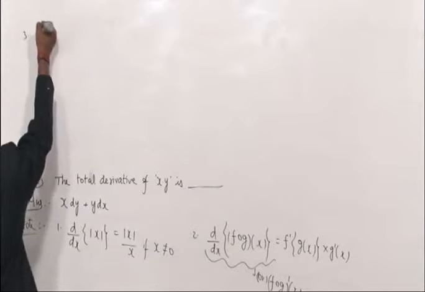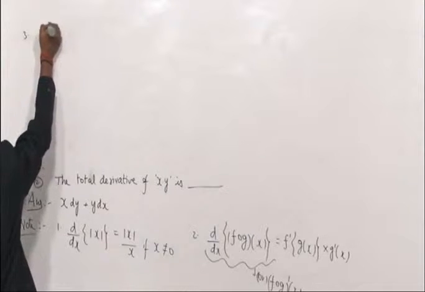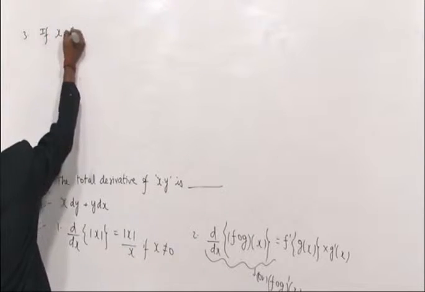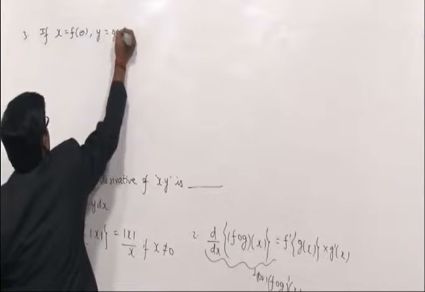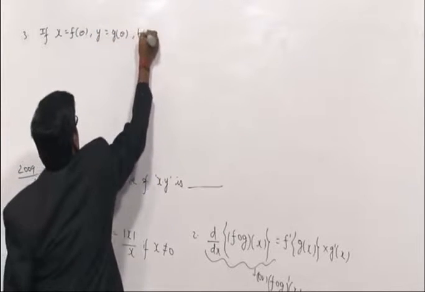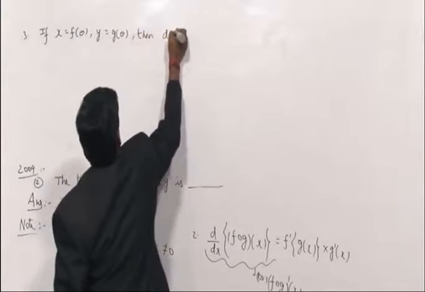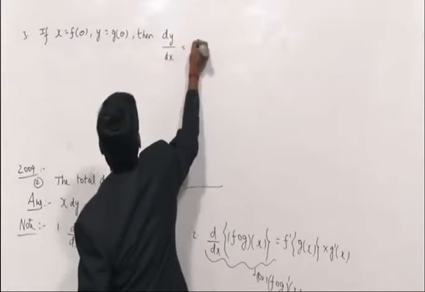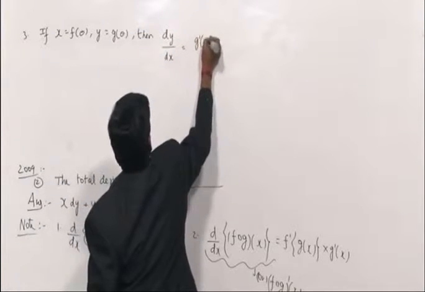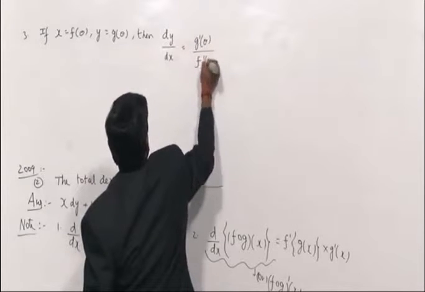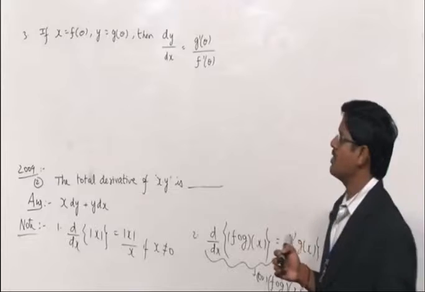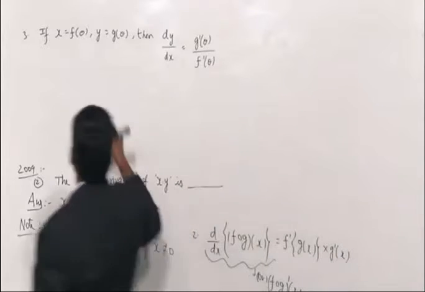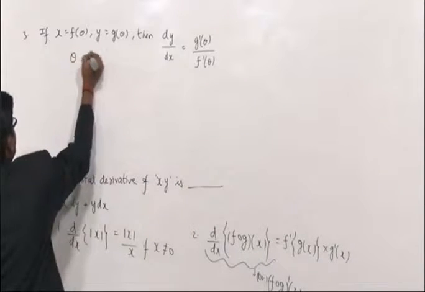And the third one is, if in parametric differentiation x is equal to f of theta, y is equal to some g of theta, then dy by dx is equal to g dash theta divided by f dash theta. Dash means derivative with respect to theta. That is, whenever x and y are in terms of theta, where theta is a parameter, this is parametric differentiation.